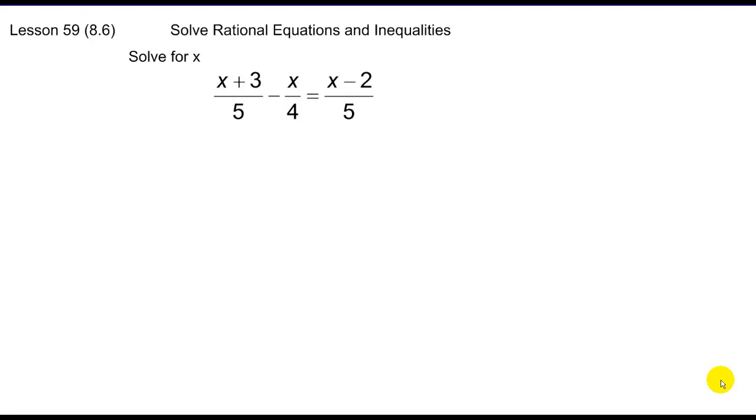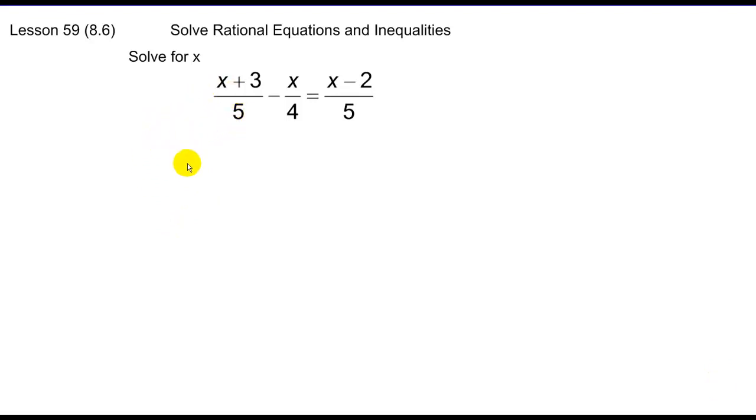Today we're going to talk about solving rational equations and inequalities. The equations shouldn't be too much trouble. I think we've done those before, but the inequalities gave us trouble when we were doing quadratics, and I assume they'll give us a little bit of trouble when we do rational inequalities.